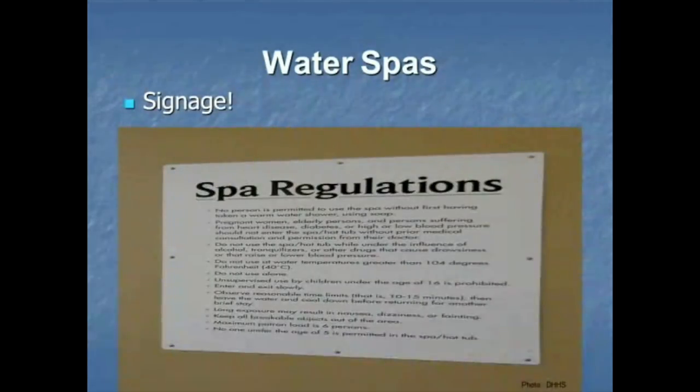Signage is a little bit different in our rules and regulations. On Title 178, Chapter 2, page 13 of our rules, it has the very specific spa requirements. And on there, the very bottom line of that spa requirement on this particular sign, it says no one under the age of 5 is permitted to use the spa. Be sure that that is posted somewhere in the area of your spa or in the spa area.